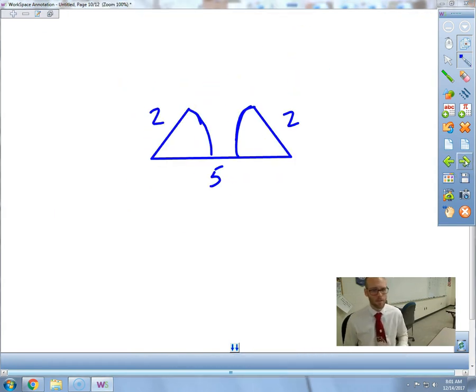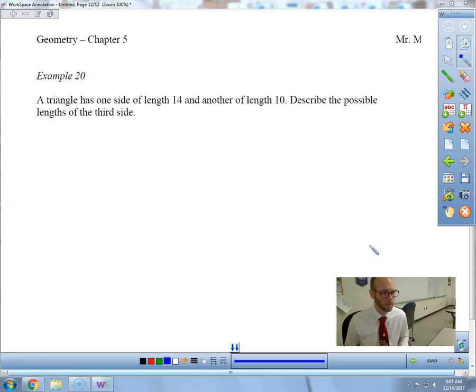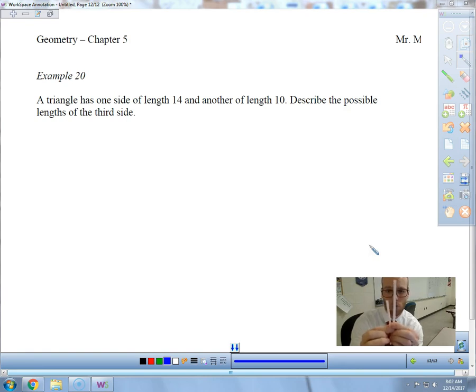Alright, so last example here, if I can find where it went. There it is. Okay. A triangle has one side length of 14 and another length of 10. Describe the possible lengths of the third side. So I tell you, okay, we know one side length. We know a second side length. If I'm going to make a triangle, what are the possible lengths of the third side? So as we take a look at this, well, that would make a triangle. Picture that third side connecting those two. Okay, it can go from being fairly short to fairly long. There's a range here. Well, how do we figure this out?